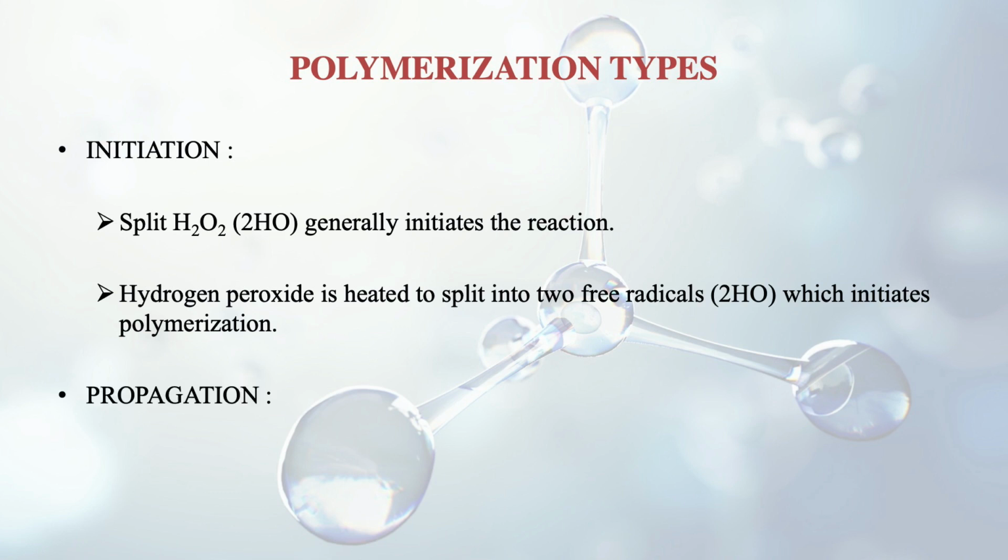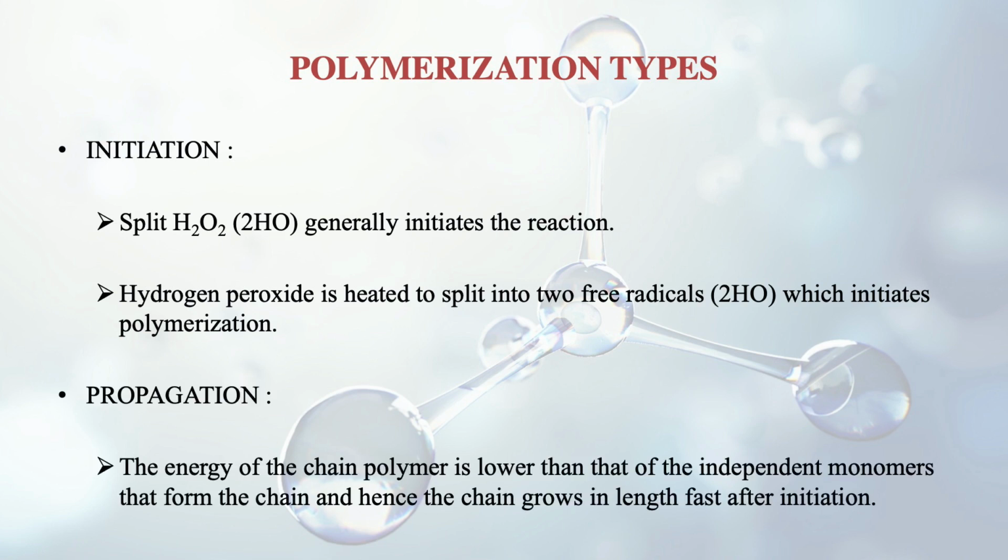Then propagation, how it will spread. The energy of the chain polymer is lower than that of the independent monomers that form the chain, and hence the chain grows in length fast after initiation. So the energy of the polymer is lower than that of the monomer, and it will go on combining and form a long chain.